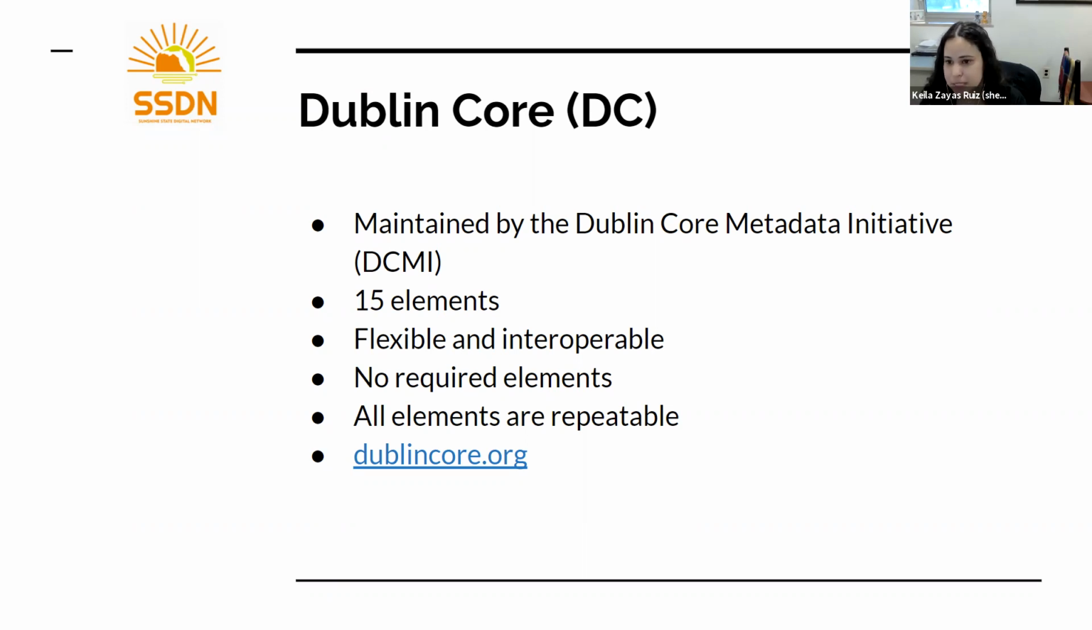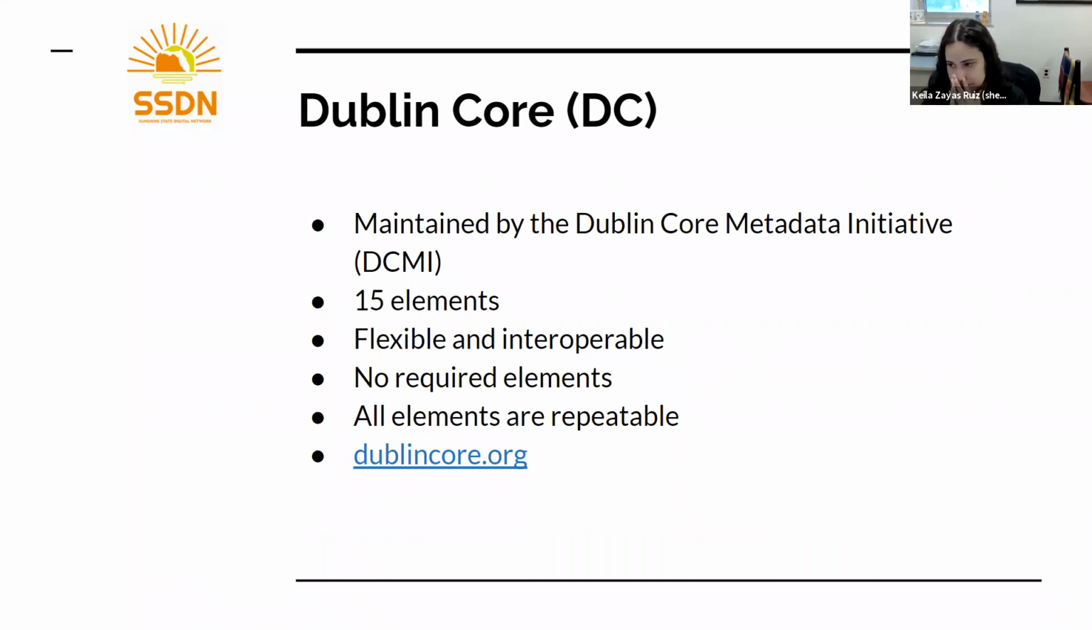There are 15 elements included in Dublin Core. It's a very, very flexible and interoperable schema. It's used very widely in libraries and outside of libraries for a lot of different types of content. There are no required elements that you have to use in your records, but you do have to use at least one. Generally, that might be a title or something like that, or maybe a link to something, but you do have to have at least one element, but none of the other ones are required to complete a record necessarily.